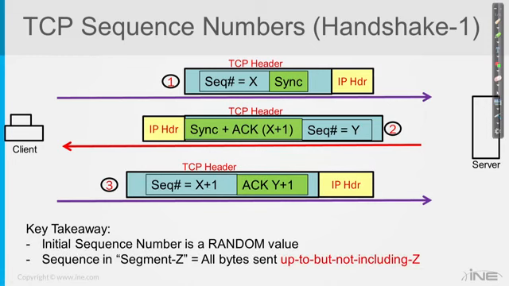So what are some key takeaways? The initial sequence number is a random value. And this is also important. The sequence number in segment Z. So if you take any segment in a TCP stream, maybe it's the 200th segment, whatever that segment is, we'll call it segment Z. And that segment's going to have some sequence number in it. That sequence number is a byte count, but it does not include the bytes in that segment itself. That sequence number represents all the bytes previous to that segment. So all bytes sent up to but not including segment Z.